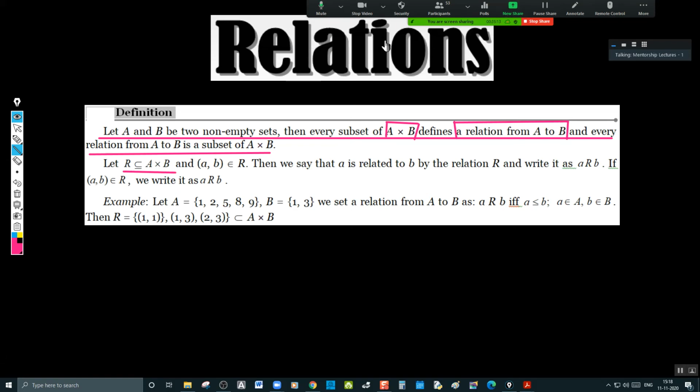R is a subset of A cross B, and (a, b) belongs to any relation. That is R. R stands for relation here. Then we say that, and how do we read it? A is related to B by the relation R, and we write it as aRb. That in between, whatever R is there, it is nothing but relation. A related to B. This is what you have to understand. If (a, b) belongs to R, then we write it as aRb.